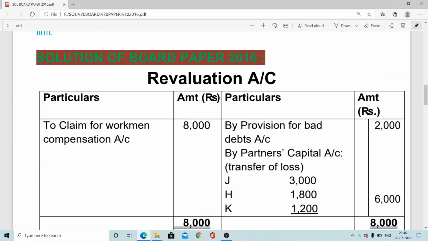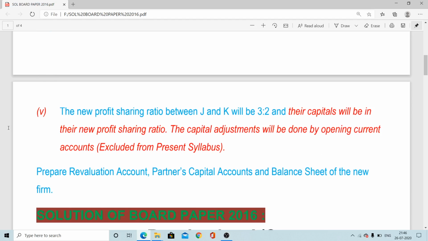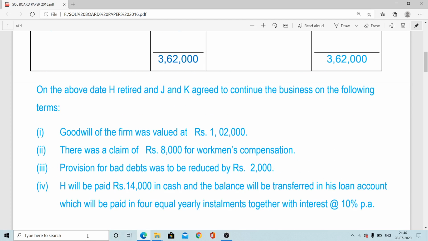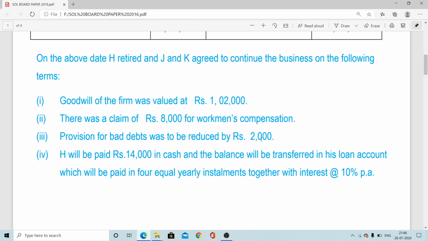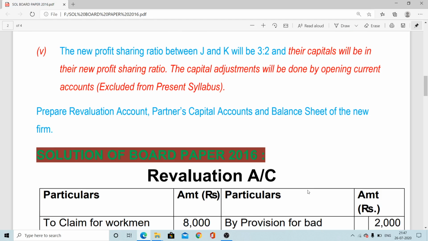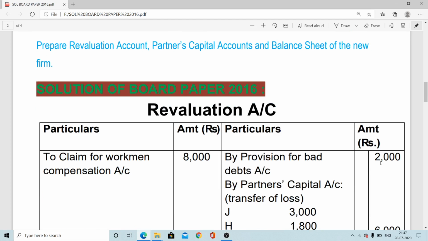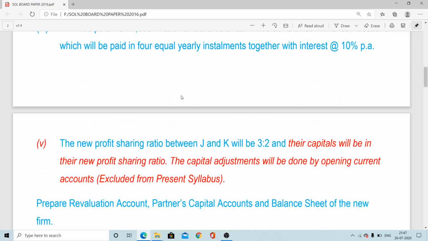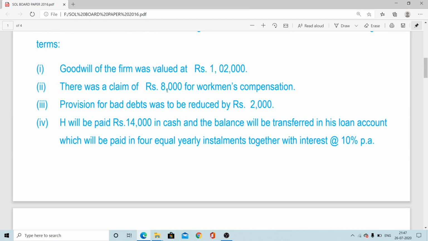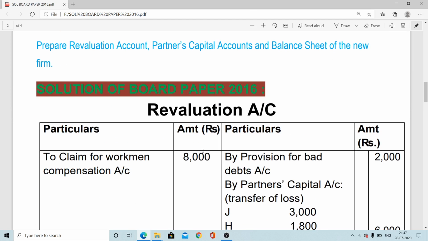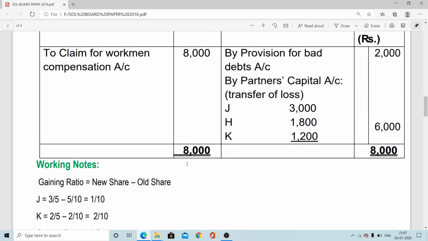First of all, the provision for bad and doubtful debt has to be cancelled by ₹2000 from this instruction. This is the instruction that we have to reduce 2000, so reducing it by provision for doubtful debt 2000. Another is the workman compensation claim, that is 8000. So revaluation account debit to workman compensation claim 8000, you have to pass here.